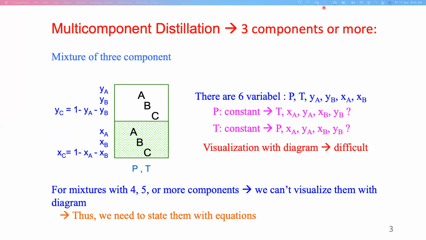Okay, next. So what happens with multi-component distillation, with 3 components or 4 components, 5 components? What do you think? Do you think you can sketch it in a diagram? Anyone?